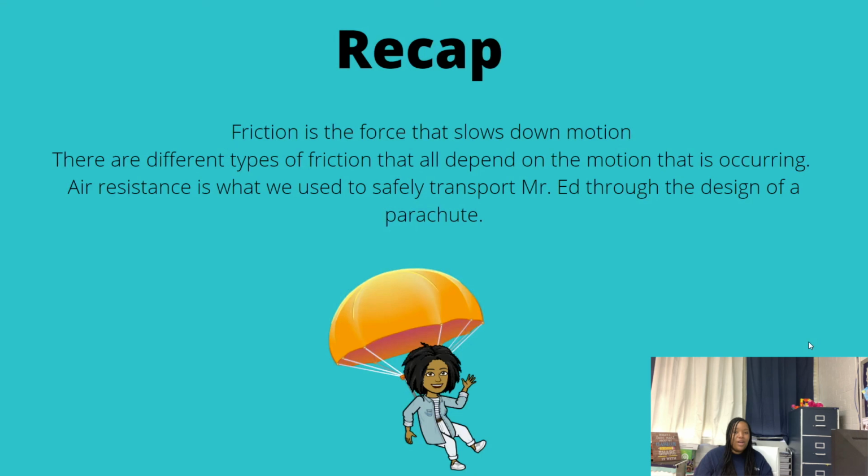So, to recap, friction is a force that slows down motion. It slows down until it stops. There are different types of friction that all depend on the motion that is occurring. And air resistance is what we would use to safely transport Mr. Ed through the design of a parachute. Of course, fit custom for his little eggy needs.